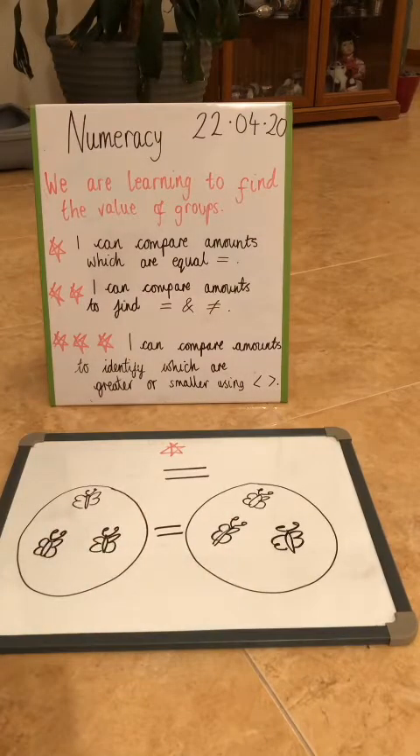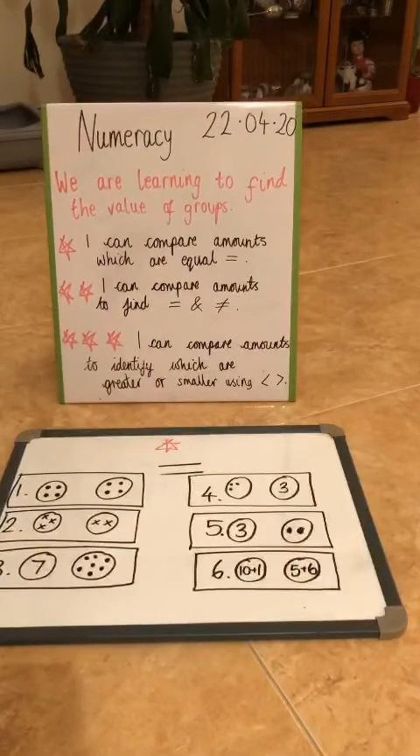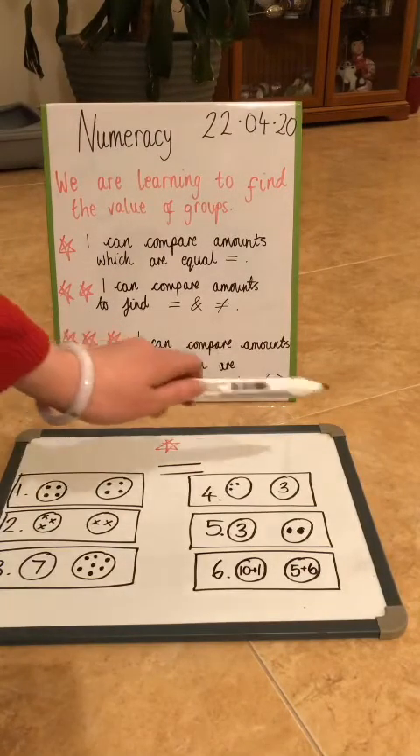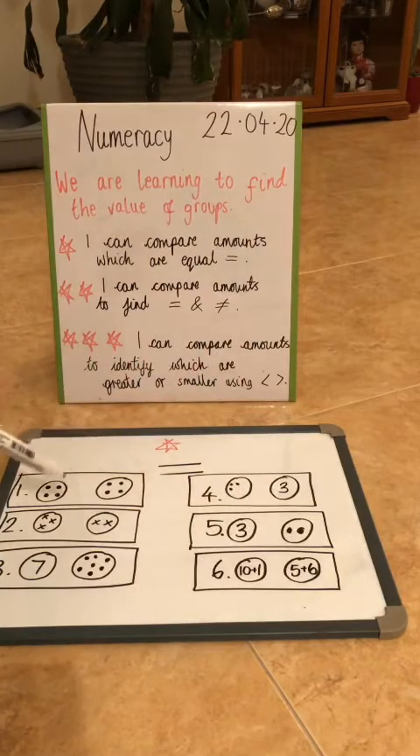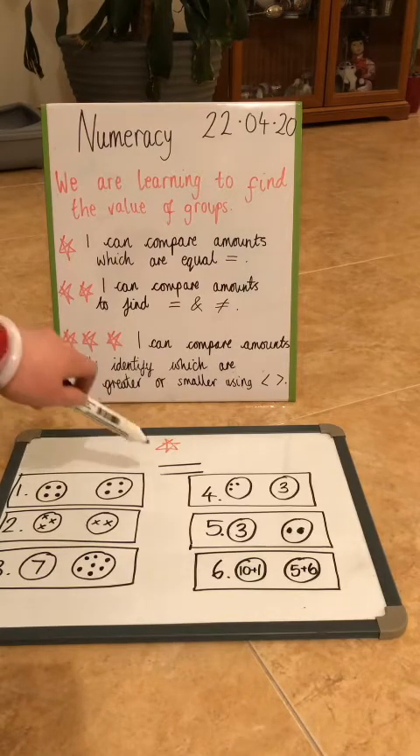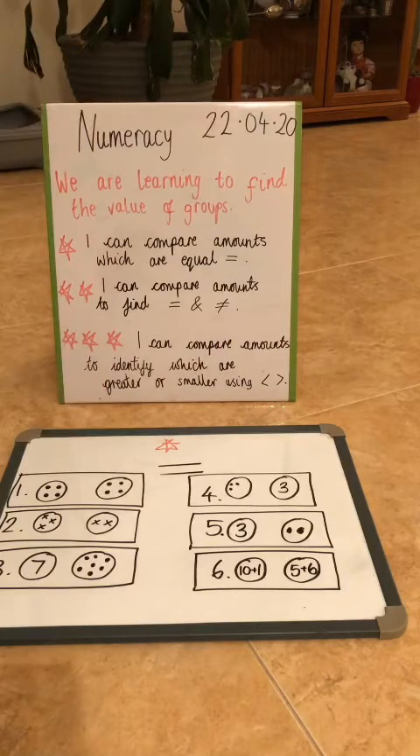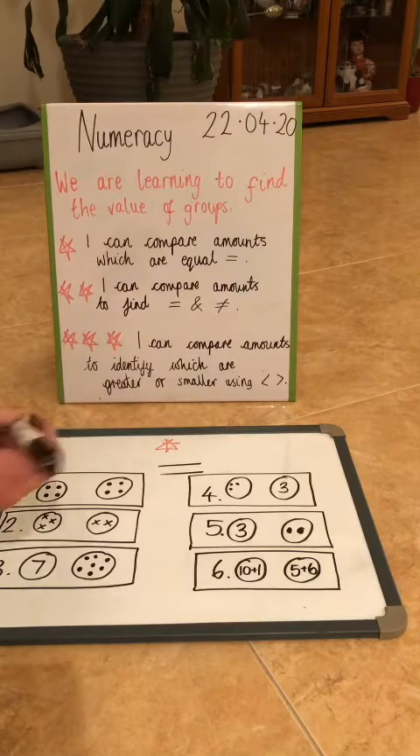Just like that. Here are some examples for you to try. I've got 6 questions. 1, 2, 3, 4, 5, 6 questions. And each question has 2 circles in it, and you need to see if they are the same. So we have 1, 2, 3, 4 dots and 1, 2, 3, 4 dots. So they are the same. So they equal the same. So we need to put the equal sign in between them.